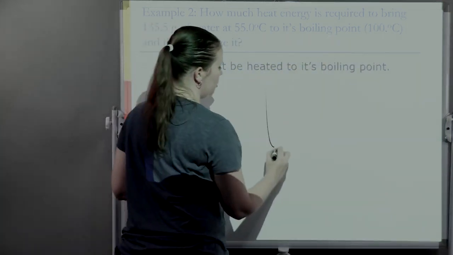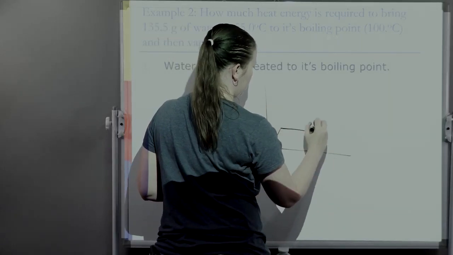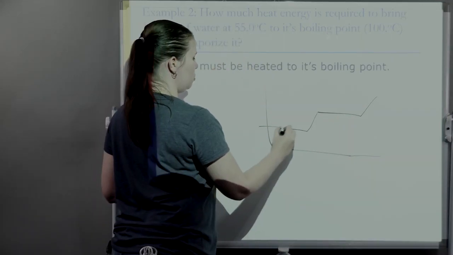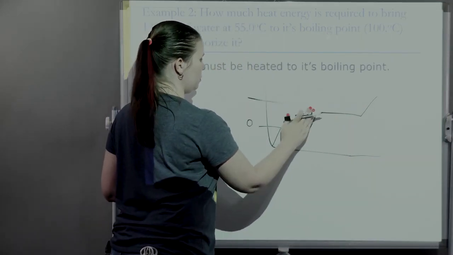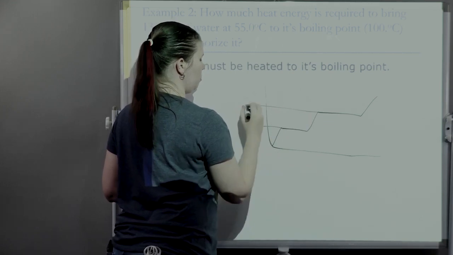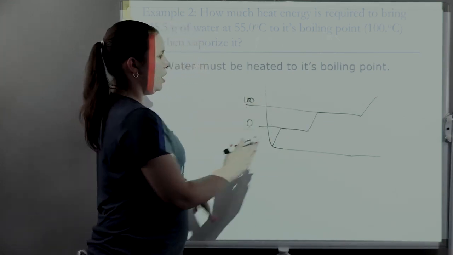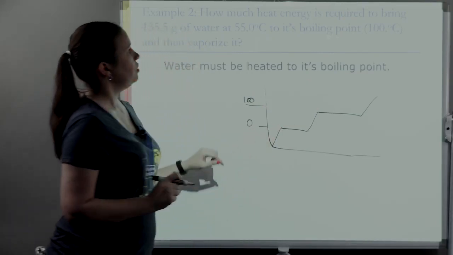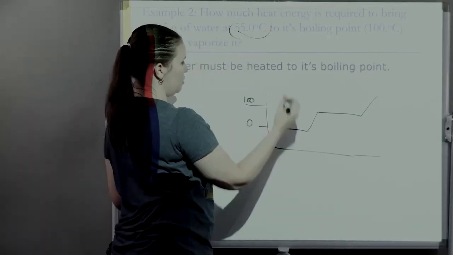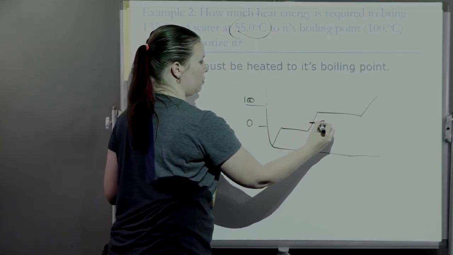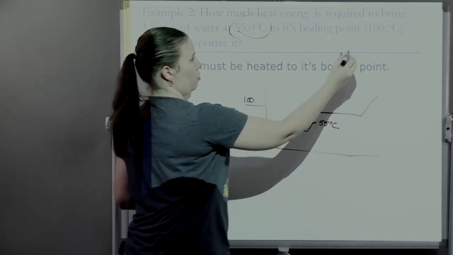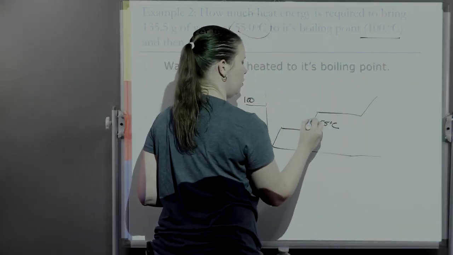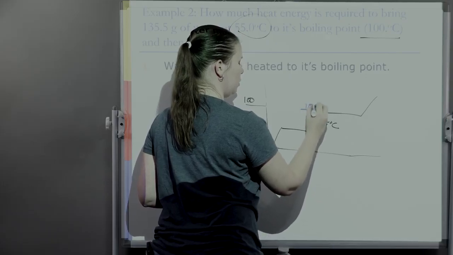So one trick that I like to do is to sketch out the phase change graph, knowing that this would represent my 0 degrees Celsius, oops, did not line that up, and this would represent 100 degrees Celsius, and try to use that to figure out where I am on the graph given the question. So it says I start at 55 degrees Celsius, which would be somewhere in the middle of the graph, and then I want to go up to 100. So I'm going to go from the 55 up to this 100.